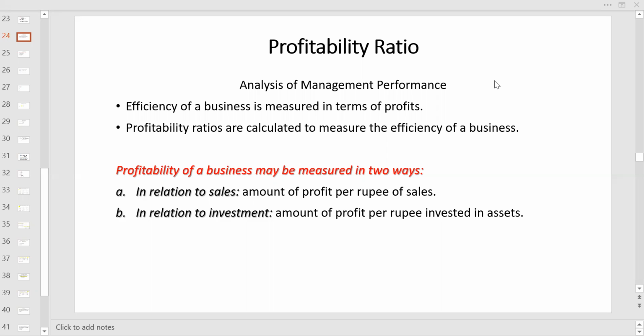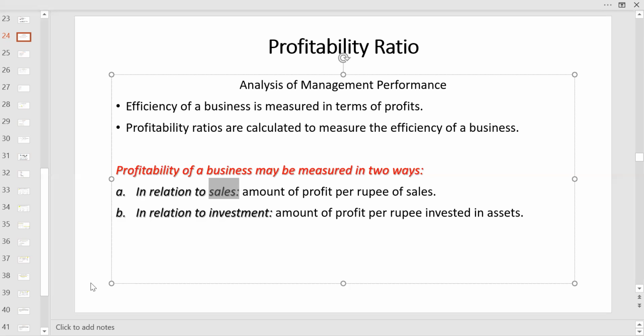In relation to sales and in relation to investment, as I said, एक तो होगा कि आपने सेल्स कितना किया है, और उस हर एक सेल के पीछे कितना प्रॉफिट हुआ है. That is one way to calculate profitability ratio in terms of sales. Sales कितना हुआ है, कितना रेवेन्यू हुआ है, उसके ऊपर कितना प्रॉफिट हुआ है.